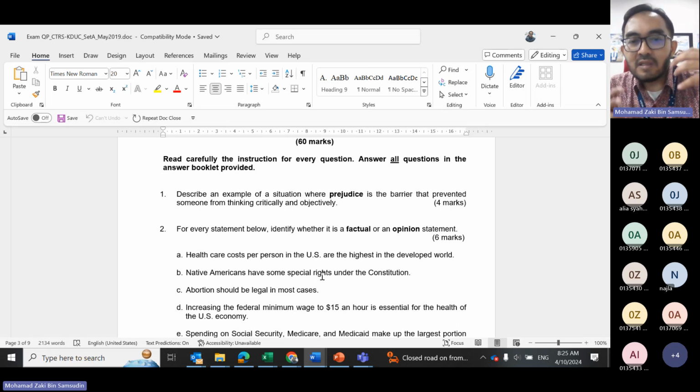generalization. Kita generalize berdasarkan seorang ini, berdasarkan latar belakang dia, kaum dia, agama dia, kita kata, oh semua orang agama atau kaum macam ni mesti sama macam dia ni. So kita stereotype orang macam tu. Prejudice ni bila dah jadi negatif lah, so dah negative assumption, maknanya kita memang menganggap dia orang yang menganggap serong atau negatif, right? So prejudice barrier prevented someone from thinking critically objectively.